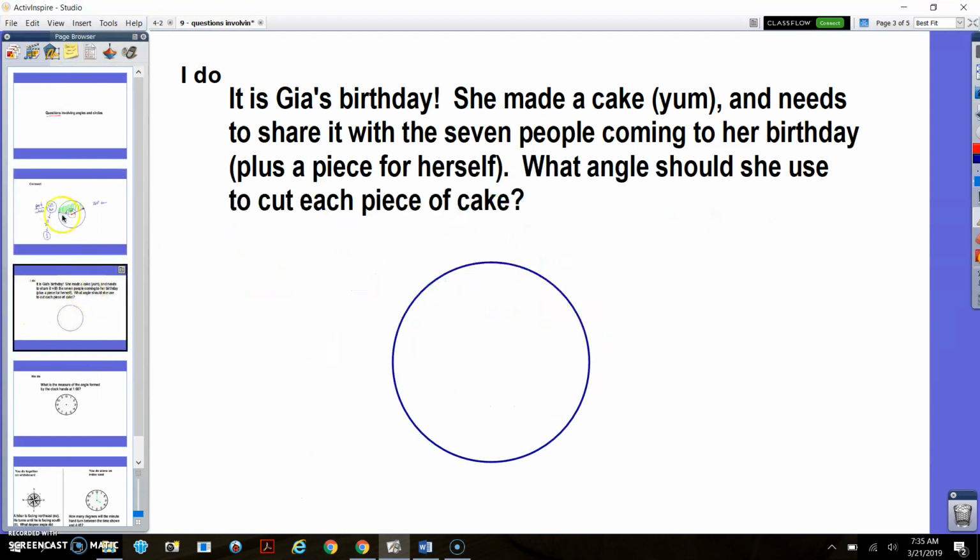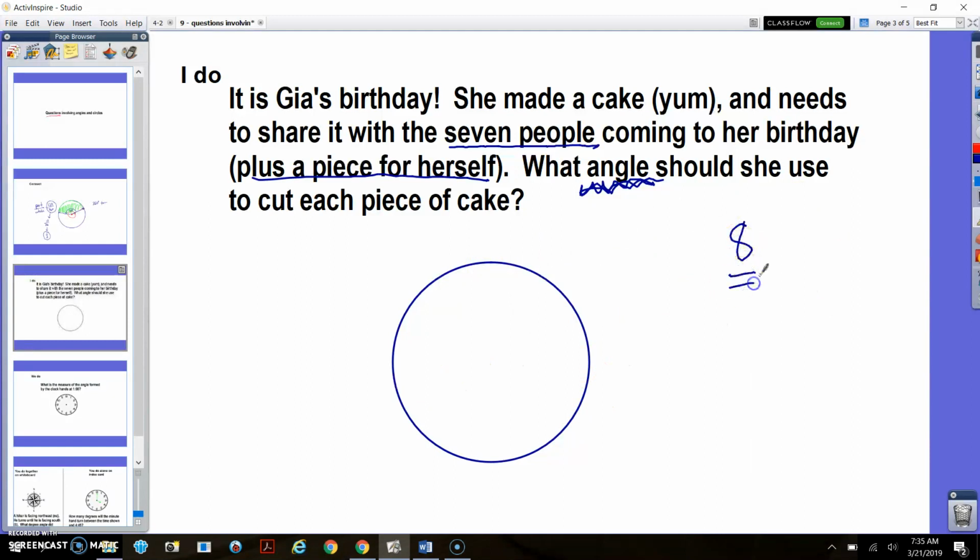So let's look at a question like this, say. It's Gia's birthday. She made a cake and needs to share it with the 7 people coming to her birthday party, plus a piece for herself, so that's 8 people. What angle should she use to cut each piece of cake? So imagine that, right? We're going to have 8 pieces of cake, and what angle are we going to cut them at? So let's draw 8 pieces of cake first.